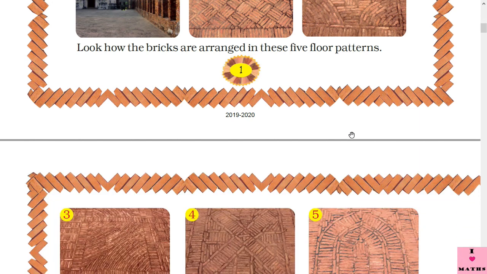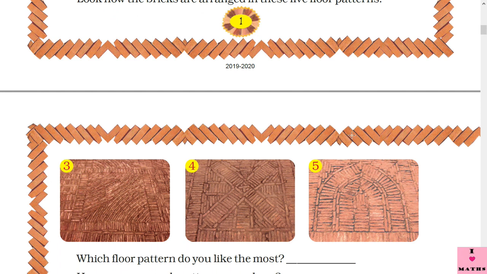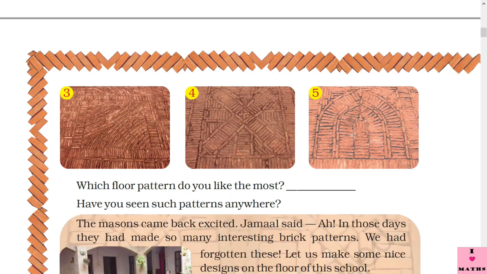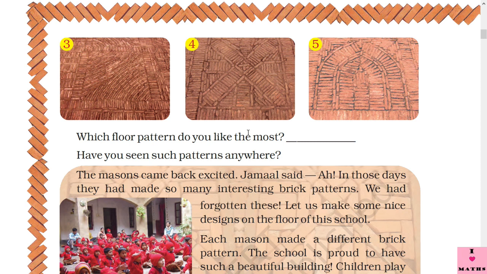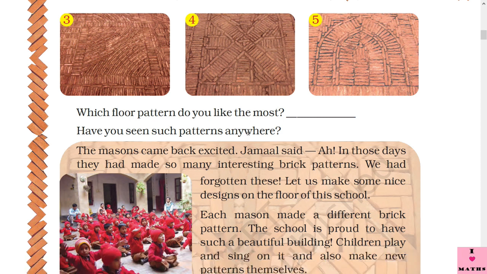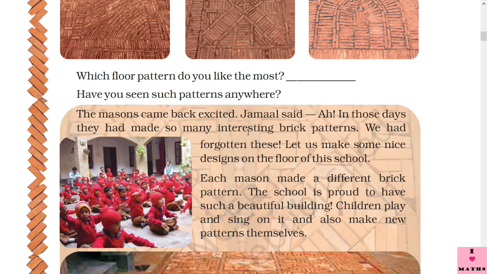There were more patterns in the same tomb. Look at this pattern 3. You can see two quarter circles. One is this and one is this. It is a beautiful pattern. Now pattern number 4 and pattern number 5, all the patterns are different from each other. I'm sure everybody must have liked one of these patterns.